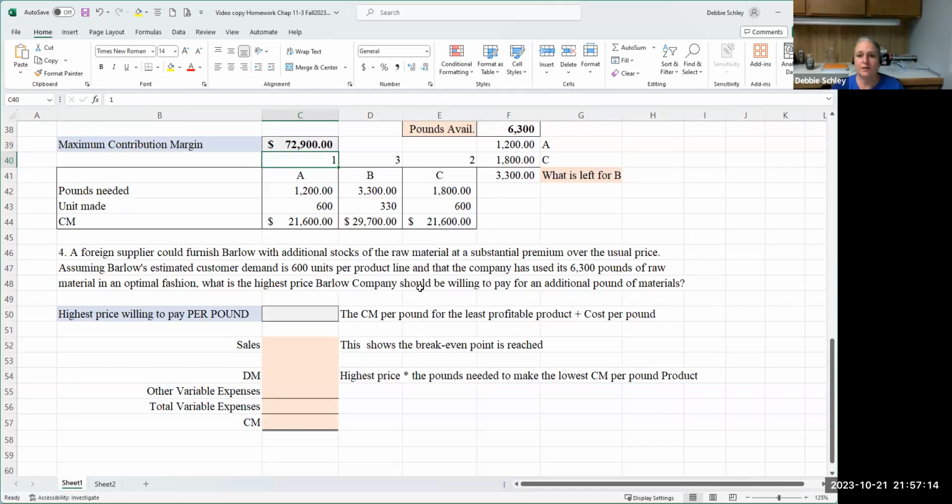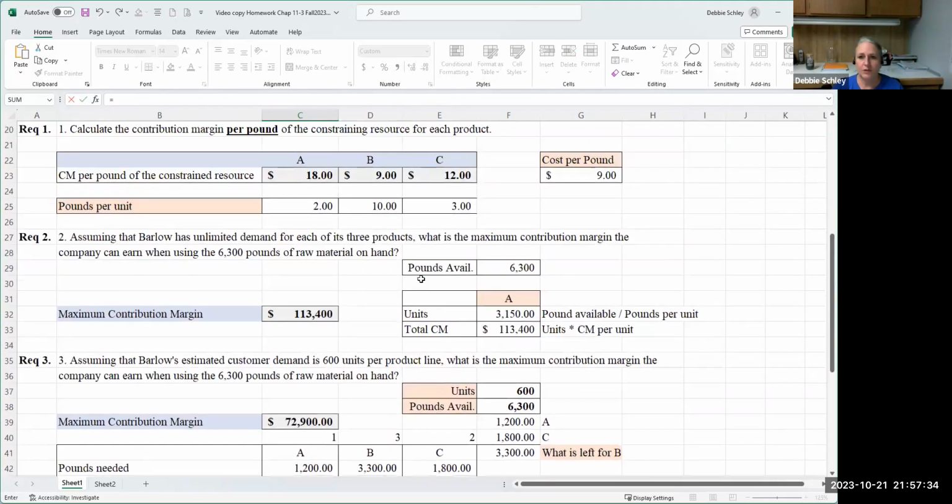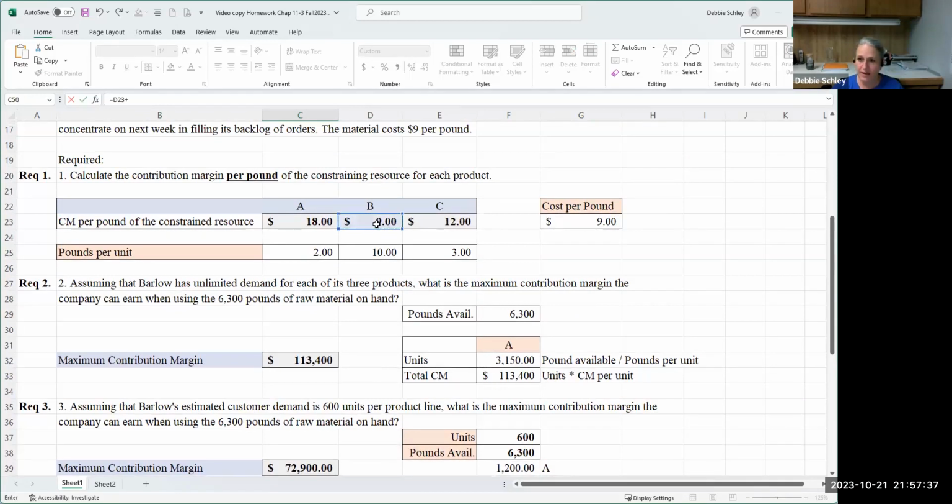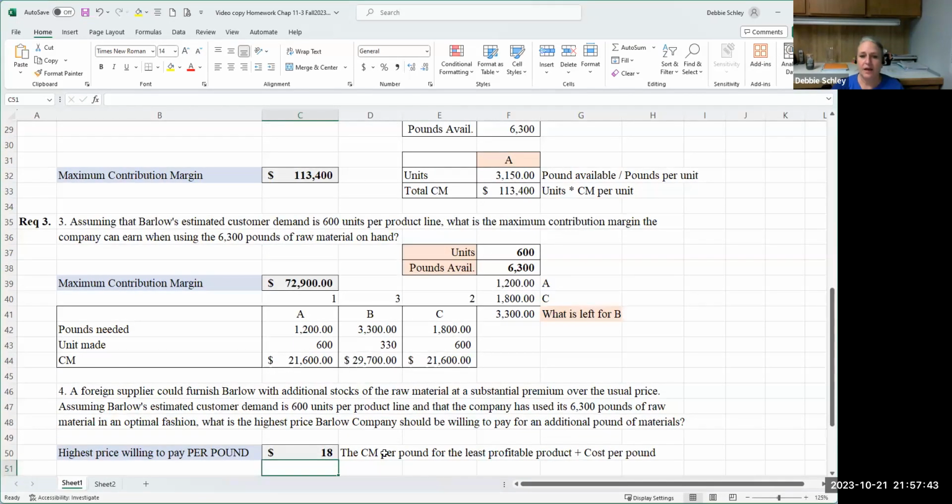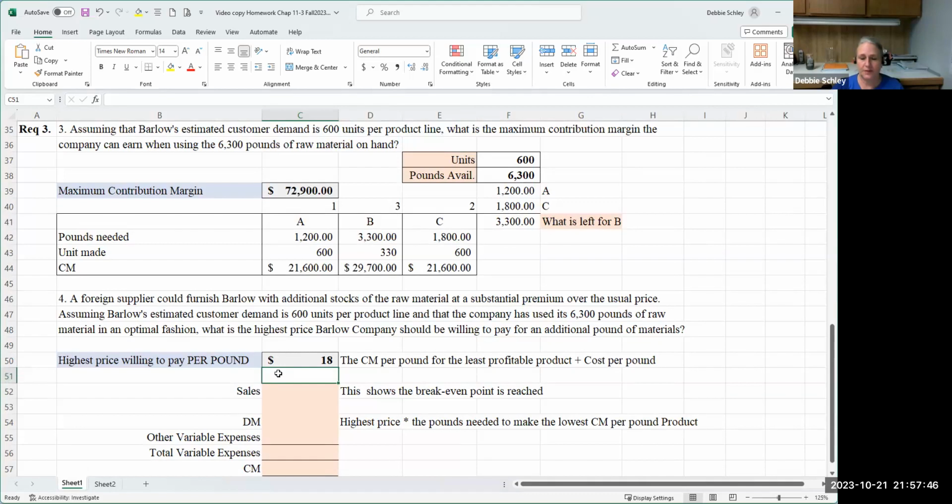And so basically, they just want to break even on the additional 270 units of B. And so we're going to use B, and this is going to equal the contribution margin per pound for the least profitable, which was 9, plus the cost per pound. And that is the highest price that they should be willing to pay per pound for extra material. Okay, so just me personally, I wanted to prove that this was right.